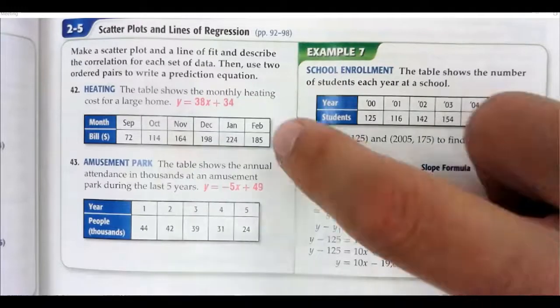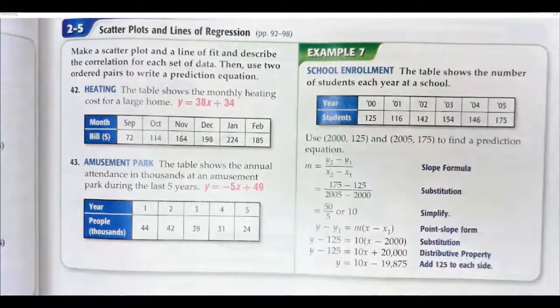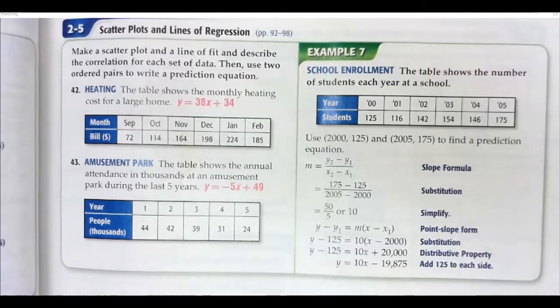So in number 42, we had to change all of the months to be 1, 2, 3, 4, etc. And then you use that to find your equation. So you got y equals 38x plus 34. And then in 43, we had y equals negative 5x plus 49.